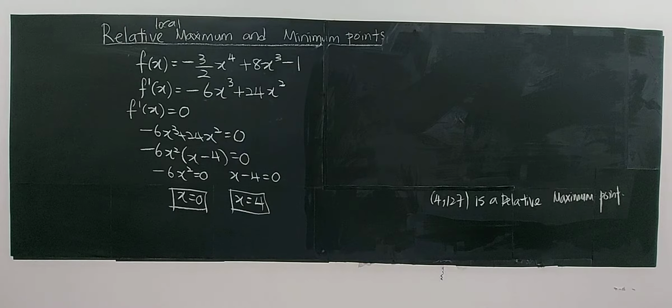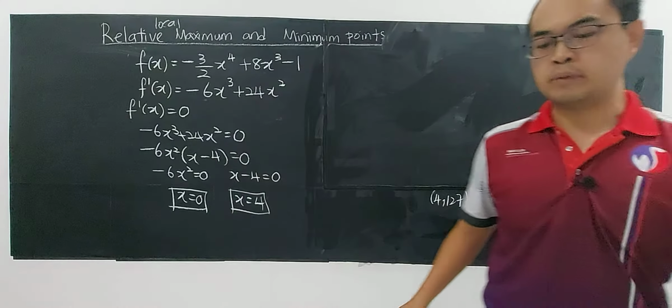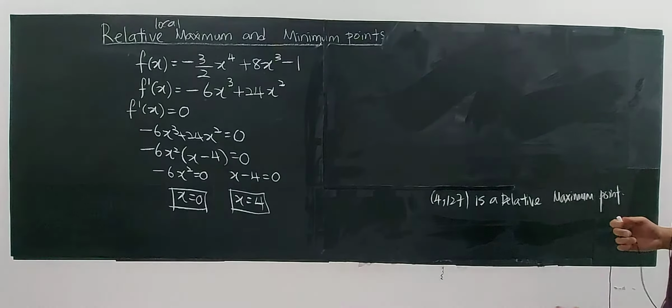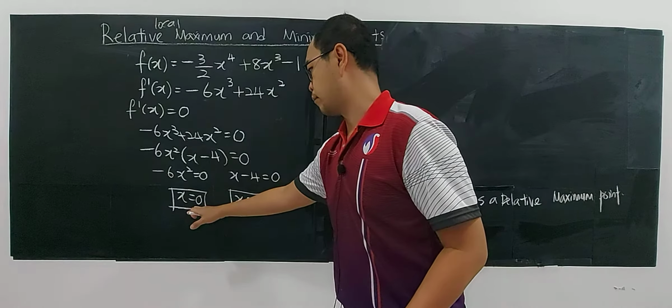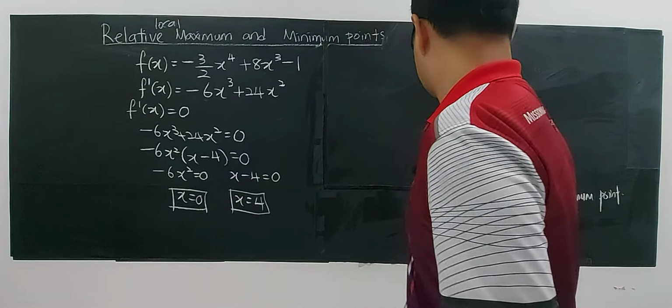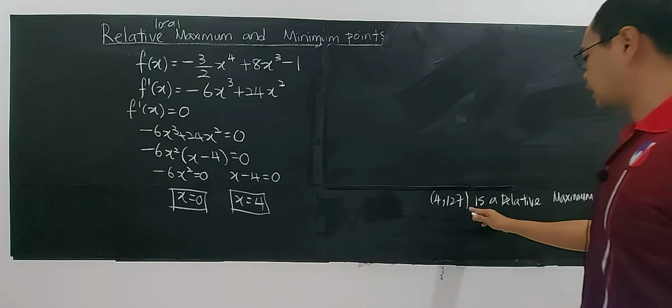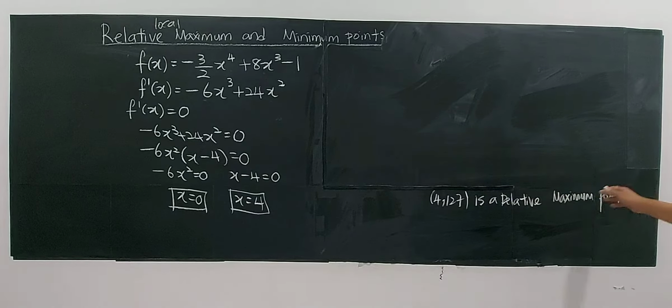Okay, now I'm going to talk about the first derivative test, because the second derivative test failed in this case. The test gives you a 0, so it cannot tell you about this point. We don't know if this point is a maximum or minimum. Alright, so I have 4, 1, 2, 7. I know that 4, 1, 2, 7 is a relative maximum point.